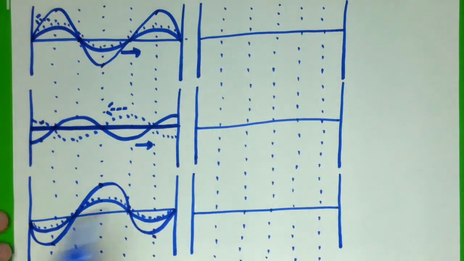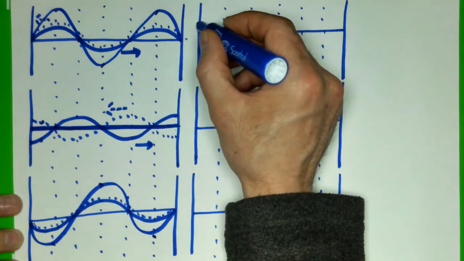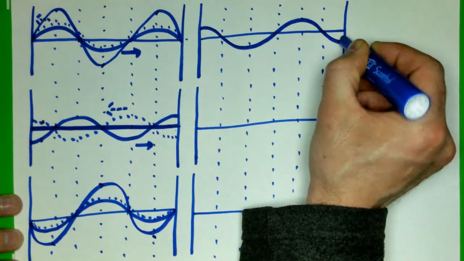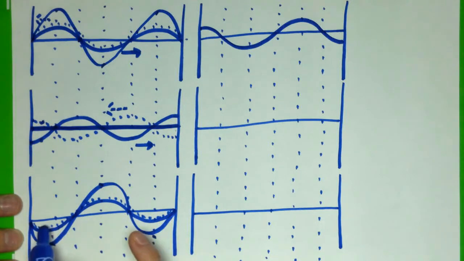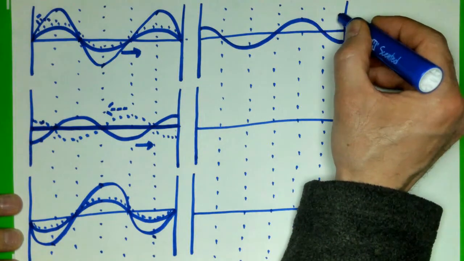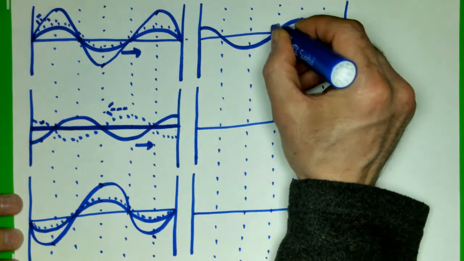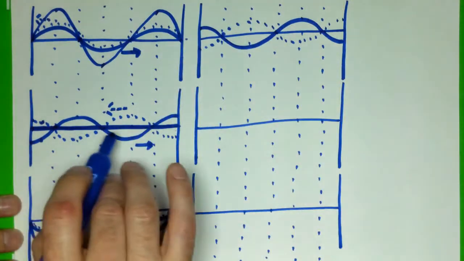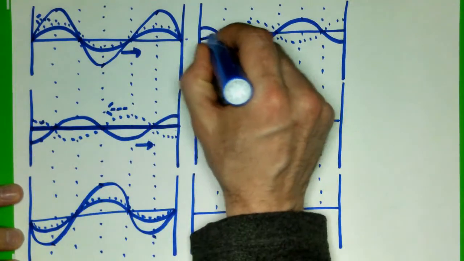Let's do the next 2 fairly quickly. The next cycle, if I move it a little bit further, the 0 is going to come to here, and so it's going to look like that. The 0 here is going to move over that far, so it's going to look like that, and we can do the same thing here. See that that's going to be a flat line.